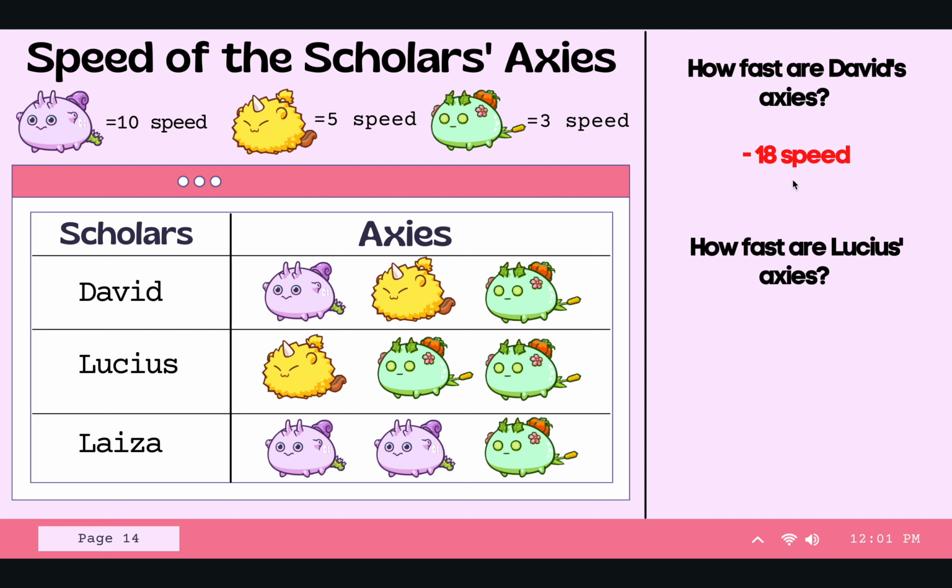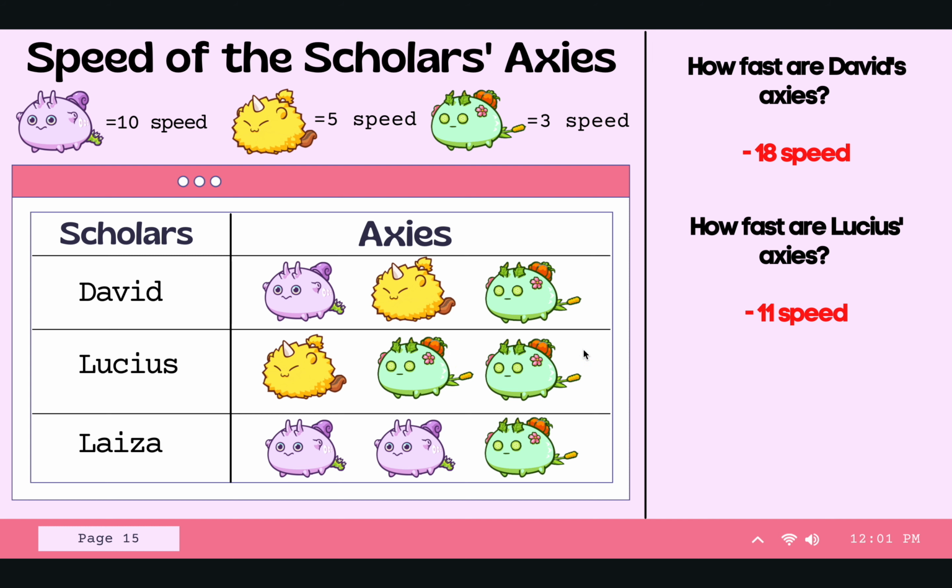Second question, how fast are Lucius' axes? Lucius has three axes. A yellow axis is equivalent to 5 speed, and two green axes each equivalent to 3 speed. If we add all up, 5 plus 3 plus 3 equals 11 speed. So Lucius' axes have 11 speed.